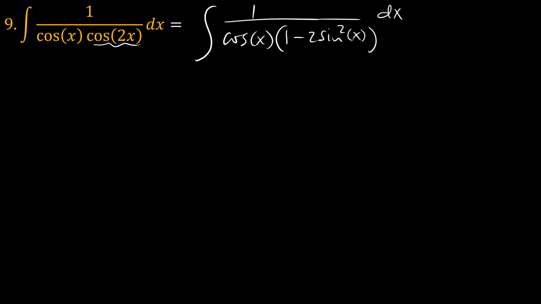And so we say let y be equal to sine of x such that dy dx is equal to cosine of x, and dy, right?